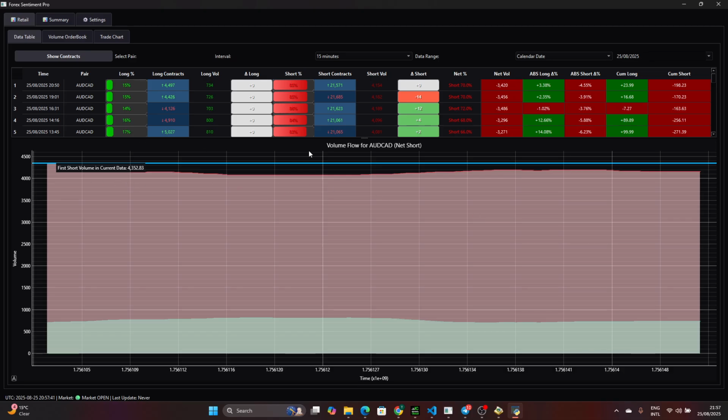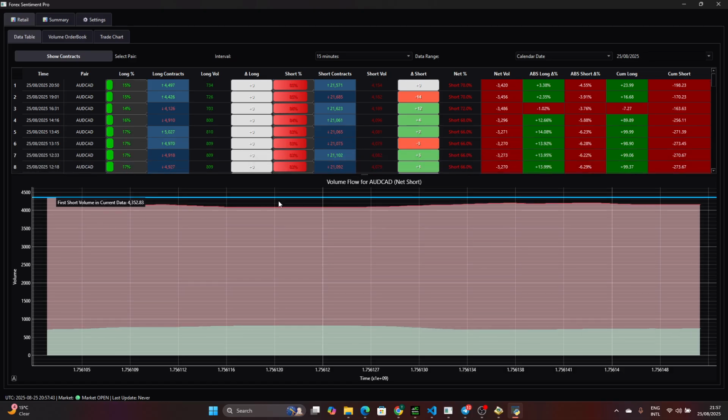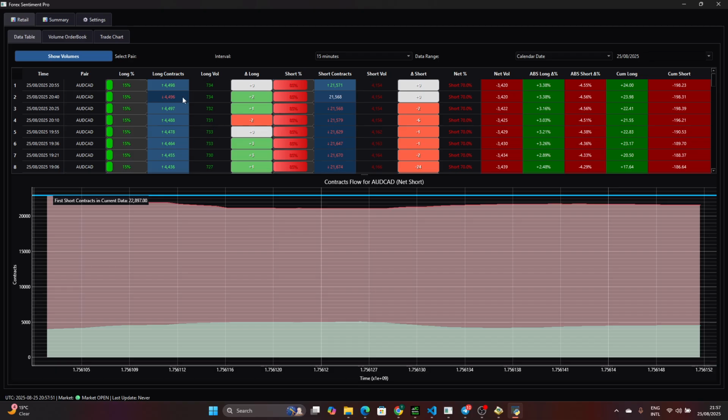And then you can switch between them. So now we're looking at the volume flow. You can switch between volume or the contracts, because remember, contracts are very important to look at to see how the contracts are increasing or decreasing for the selected pair.